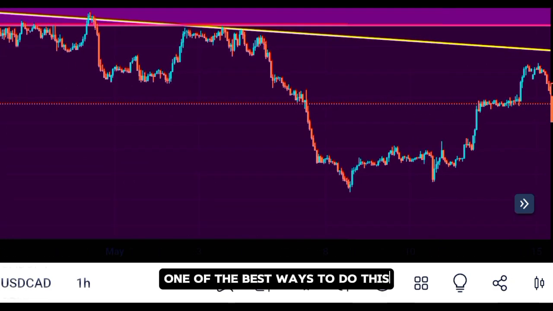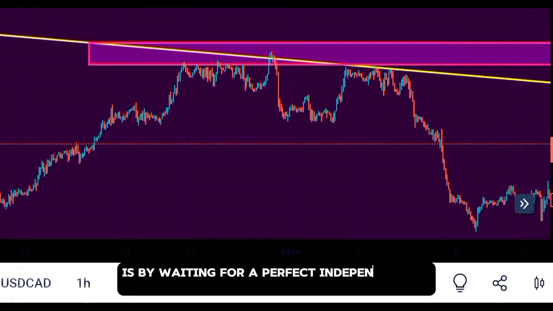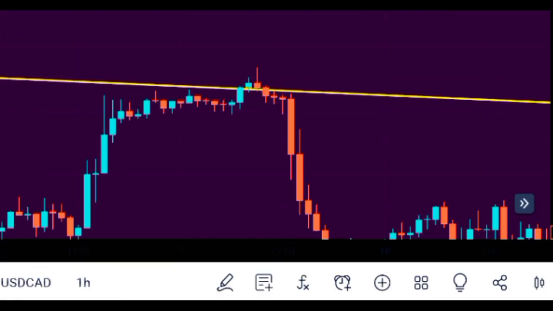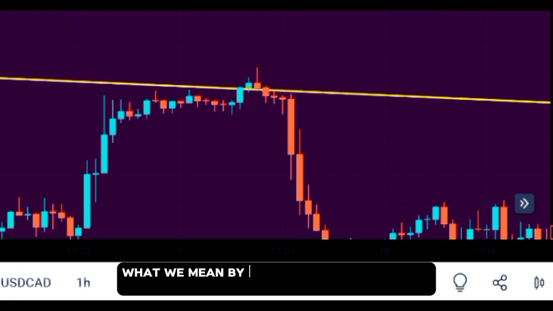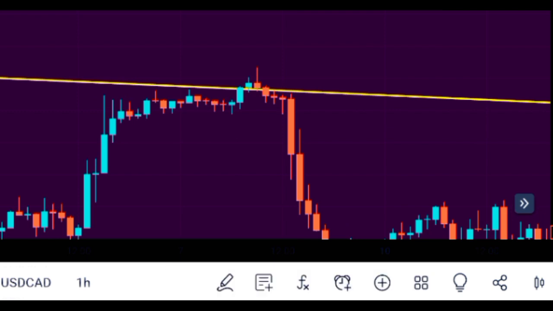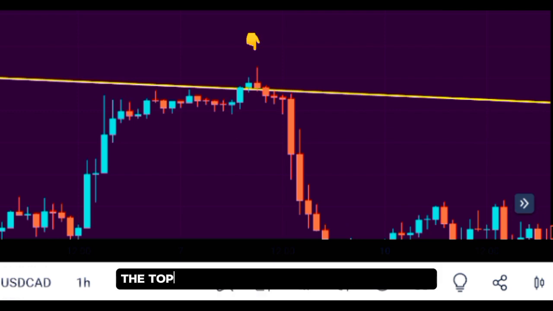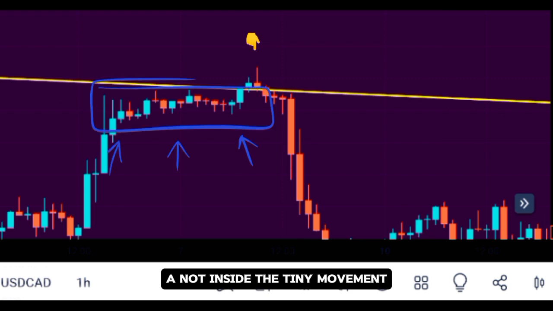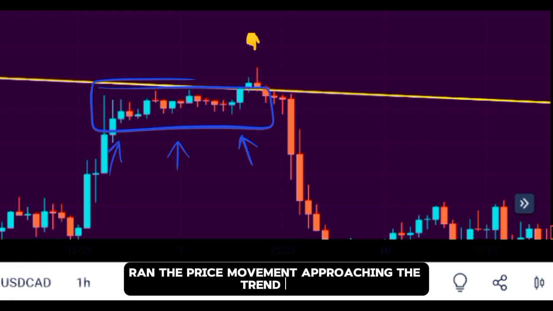One of the best ways to do this is by waiting for a perfect independent pin bar to appear on the trend line. What we mean by a perfect independent pin bar is that the pin bar must appear at the top of the approaching price movement and not inside the tiny movement round the price movement approaching the trend line.